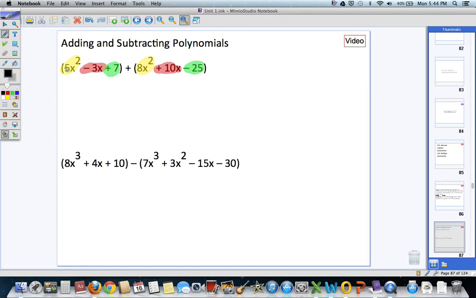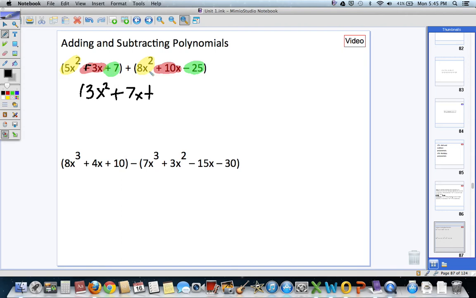So now I have 5x squared plus 8x squared. That's going to give me 13x squared. Then I have a minus 3x, because I can make it plus and negative. So I have a negative 3x plus 10x. Same sign, add and keep. Different sign, subtract. So I'm going to have 10 minus 3 is 7x. Keep the sign of my bigger number, and that's a positive.